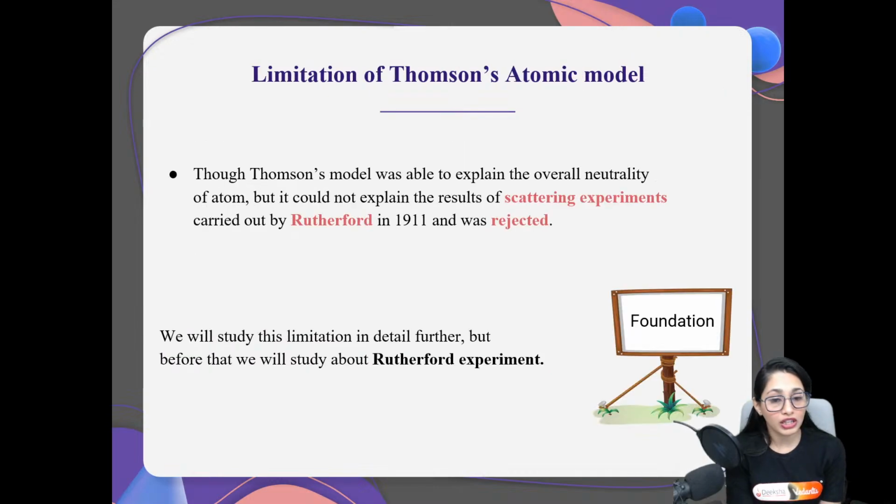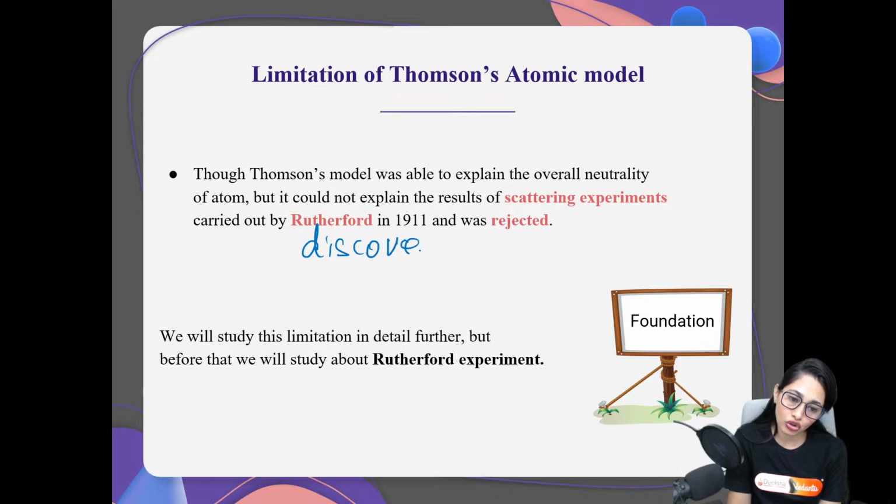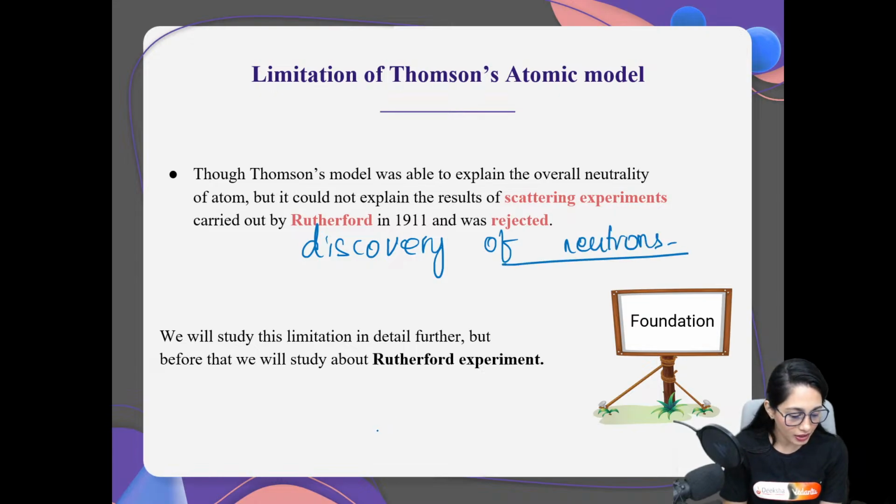So though Thomson's model was able to explain the overall neutrality of the atom, it could not explain the result of the alpha ray scattering experiment by Rutherford, which led to the discovery of neutrons. So nowhere in Thomson's plum pudding model did he mention neutrons. Yes, this was a limitation, but it was a great work because he was the first one to come up with a theory. We'll study this limitation in detail further, but before that we'll study Rutherford's experiment.